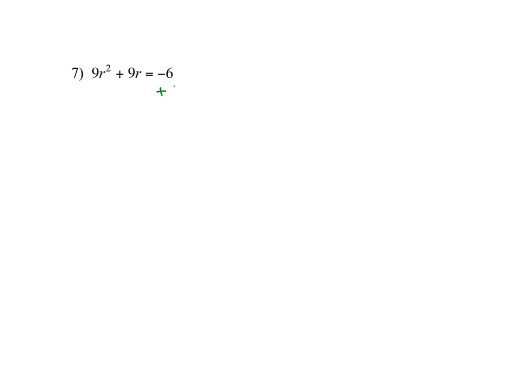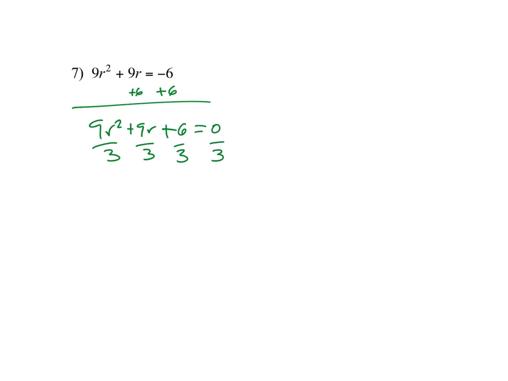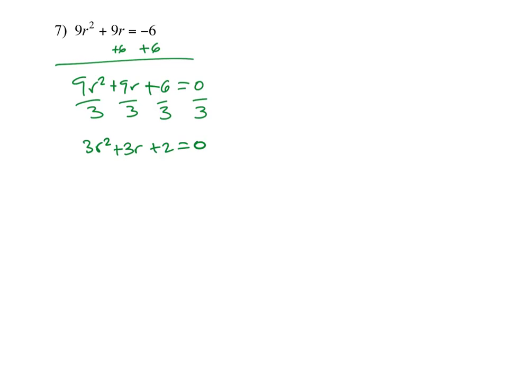Next one. First, I'm going to add 6 on both sides, so 9r squared plus 9r plus 6 equals 0. Now I can divide everything by 3, right? Because I have an equation and they have a common factor of 3. So 3r squared plus 3r plus 2 equals 0. Now I'm going to work with smaller numbers. So a equals 3, b equals 3, c equals 2.